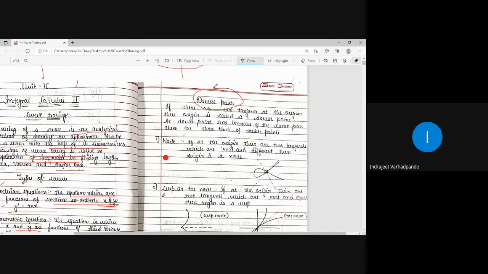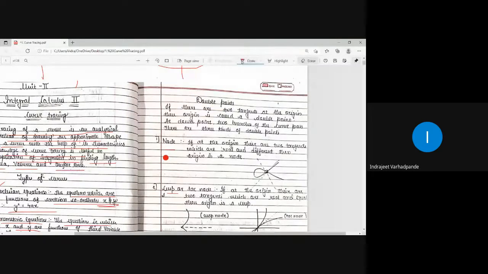The tangent to any particular given curve, if they are meeting at origin, or the type of the tangents the equation is obtained, depending on that we can clarify whether it is going to be a category 1 or category 2 or category 3. These categories are labeled as node, cusp or tack node, and third is conjugate or isolated points respectively. So what actually do double points mean?